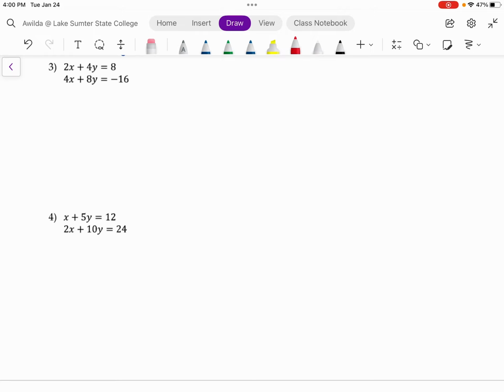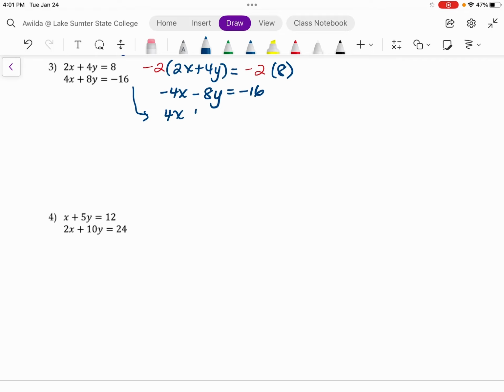So if we multiply the first equation by negative 2, we'll have negative 2 and negative 2. And we're going to multiply that by 2x plus 4y on the left, and we're going to multiply that by 8 on the right. So we have negative 4x minus 8y is equal to negative 16. Now, let's bring the second equation unchanged and add it to this one.